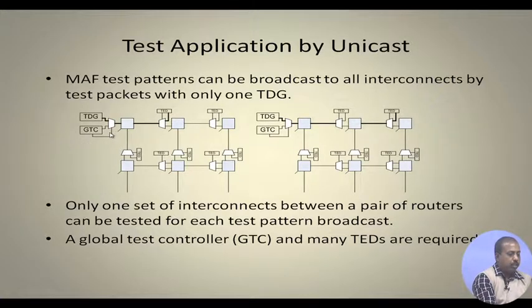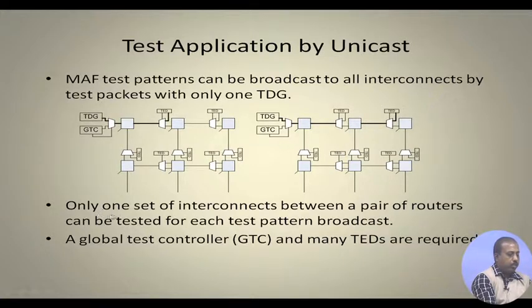which will be controlling this broadcasting process. So, here, first from the TDG, it will get connected to this TED. As a result it will come to this interconnect, and this TED will do the analysis, and it will send the information back to the global test controller about the status of this one. Then it will also get forwarded to the next link.